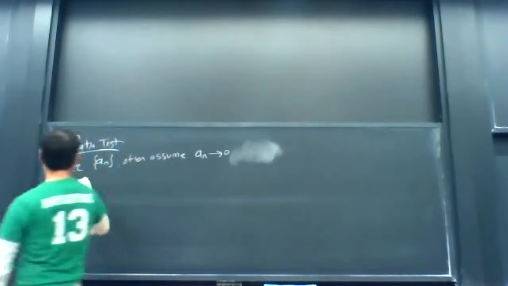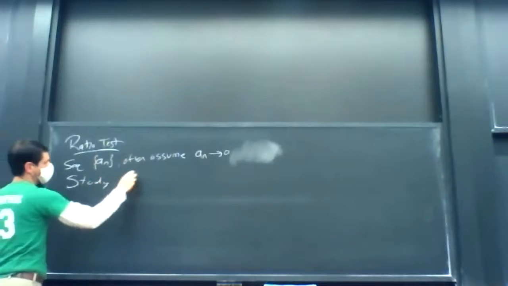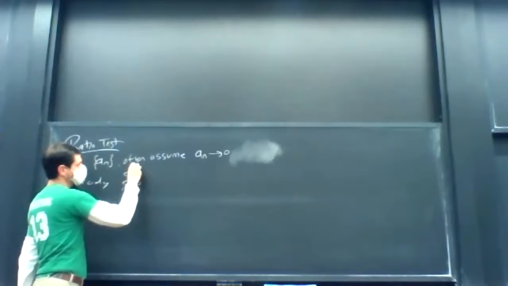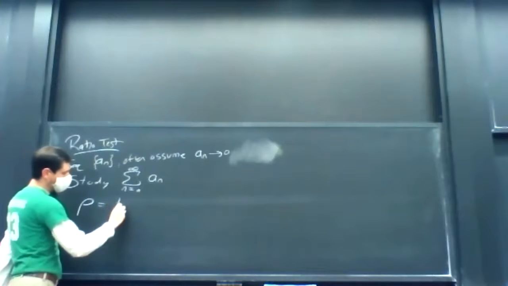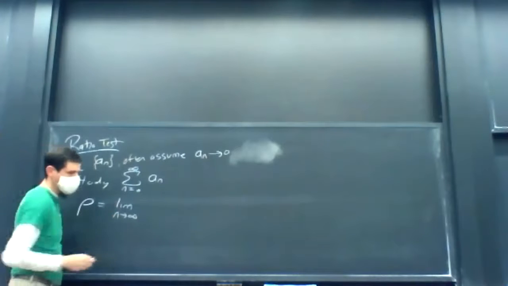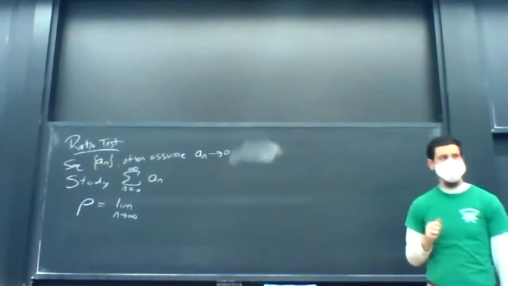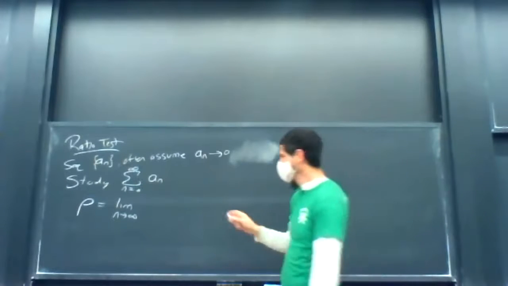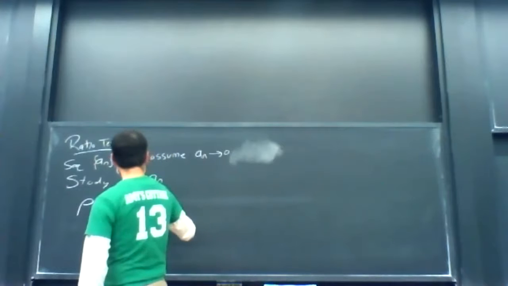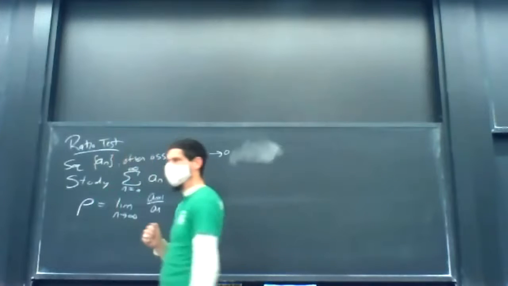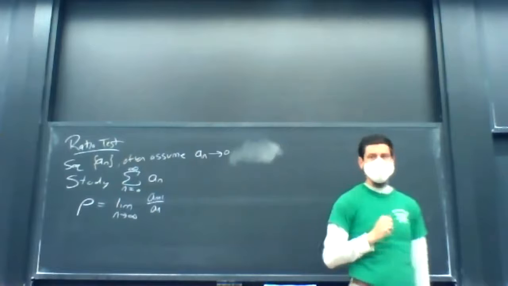We want to study the sum, n goes from 0 to infinity, of a_n. And we want to figure out, does this converge or diverge? And so we let rho equal the limit as n goes to infinity. And so what ratio do we look at for the ratio test? a_{n+1} over a_n. Or do we look at the absolute value?